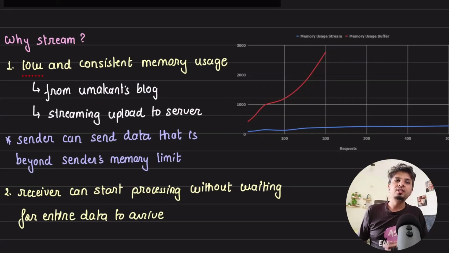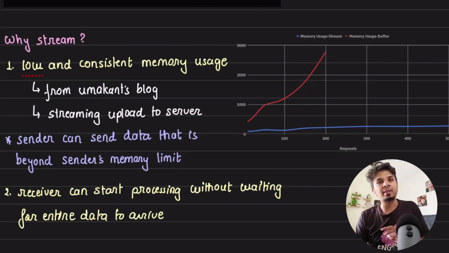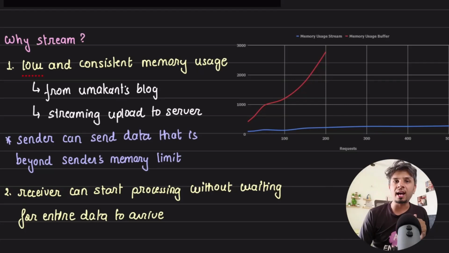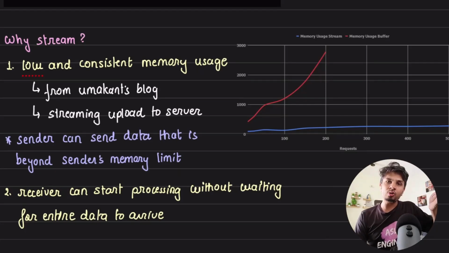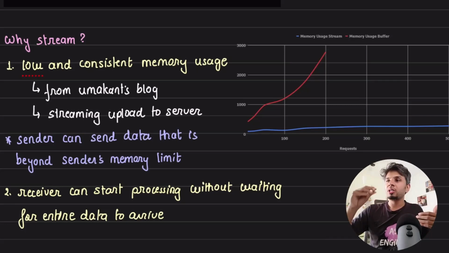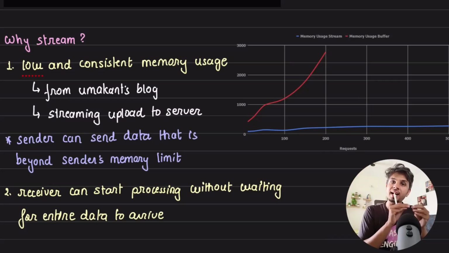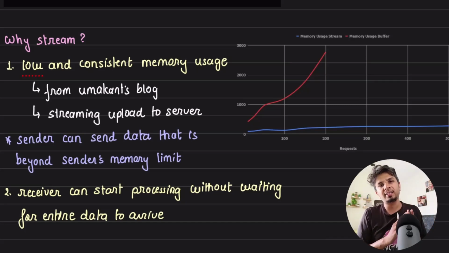Second, your receiver can start processing without having to wait for the entire data to arrive. This is again a hypercritical thing if you want to craft a great user experience. An LLM interface is a great example, where your server might take 15 seconds to generate an entire response, but your client cannot wait. So the server can stream the text generated by the LLM to the client, and the client can render it.